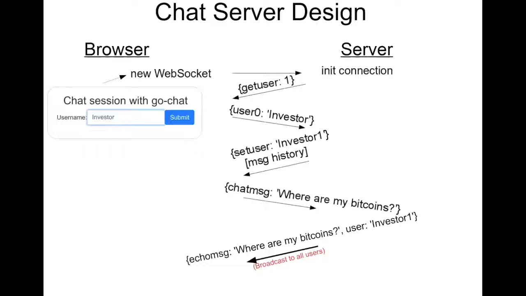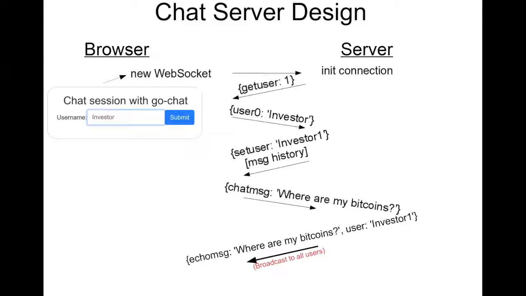So here's what the architecture of the chat server looks like. The first thing that the browser is going to present is a form, and it's going to give an opportunity to enter in a name. Once that happens, a new WebSocket is going to be kicked off, just like we saw. That's going to send information to the server, namely that a connection wants to be established. The server is going to acknowledge that with a get user message back.